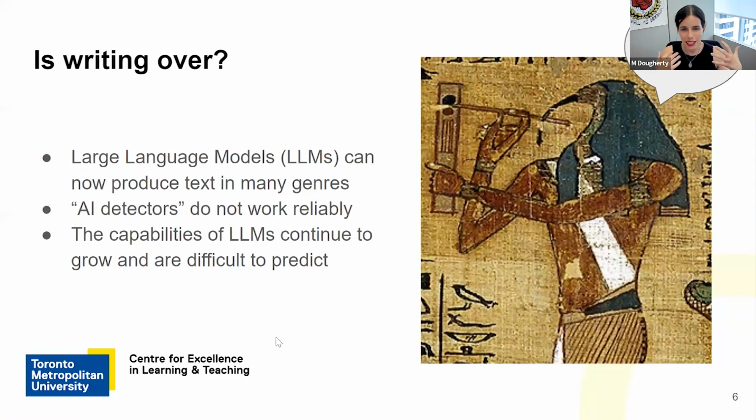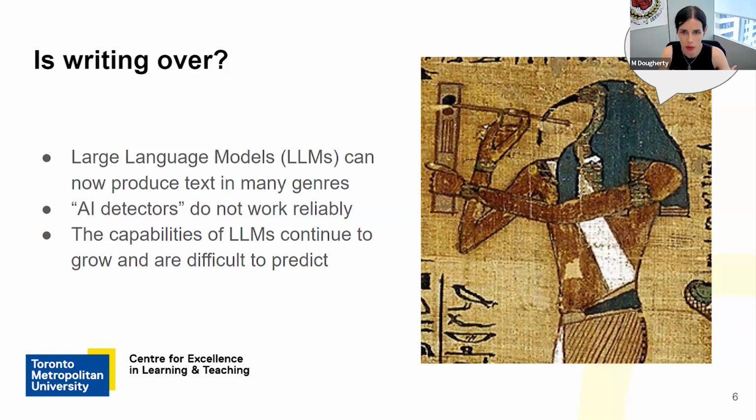So the large language models have more capabilities than even people who were close observers of the field a few years ago thought that they would by this point. They can now produce texts in many genres. It can be difficult to figure out what texts were written by AI and what were written by humans. Much vaunted AI detectors simply don't work reliably. And their capabilities continue to grow and are difficult to predict.